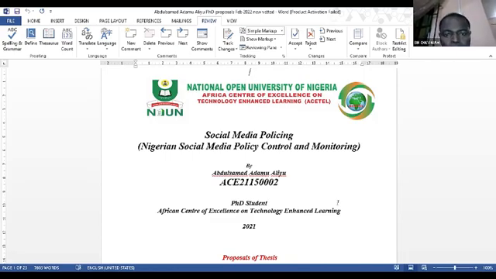It says, social media policing, Nigerian social media policy control and monitoring. Now, the problem begins from the topic. Normally, if you look at this topic, you ask yourself, what is the bracket doing inside the topic? We use brackets when we're explaining our abbreviations, and it is usually not expected to see a sentence this long in brackets. So the topic has to be readjusted: social media policing, Nigeria social media policy control and monitoring.